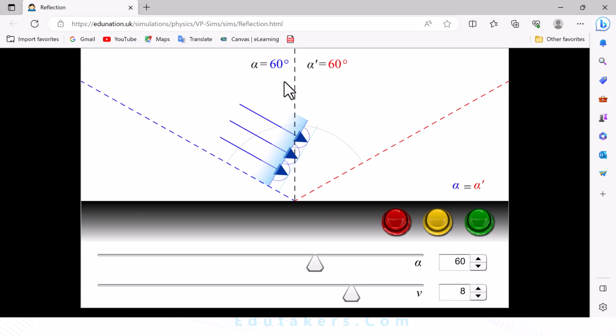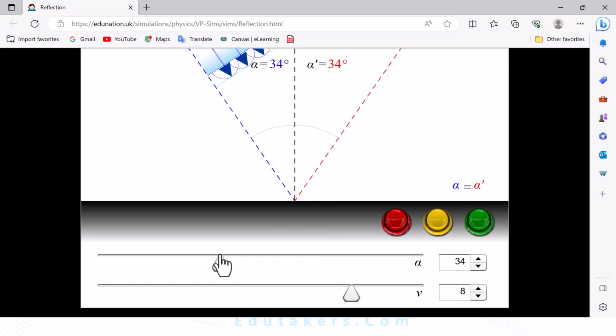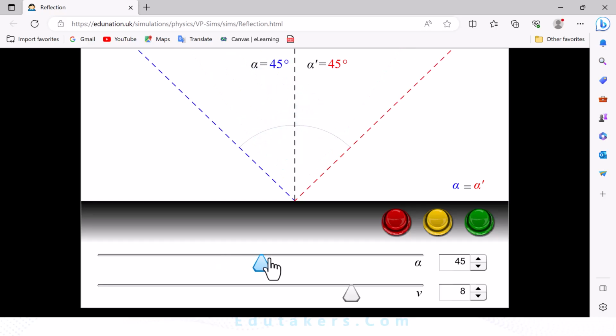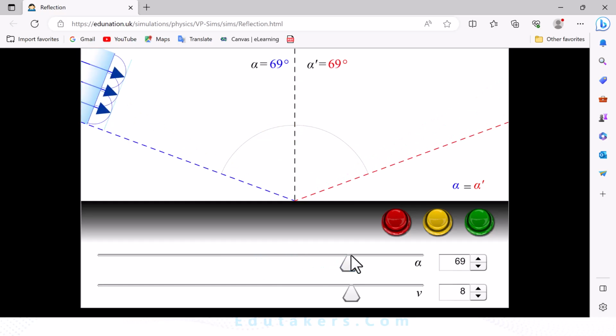You can see here if I change the angle of incidence, accordingly the angle of reflection will also change. Let me decrease the angle of incidence to 34 degrees. You can see alpha prime, which is the angle of reflection, also changes. Now I will change the angle of incidence, let's say to 69 degrees. Then you can observe the angle of reflection also changes and becomes 69 degrees. So I can simply say that the angle of reflection and the angle of incidence have to be equal. Let's go back.